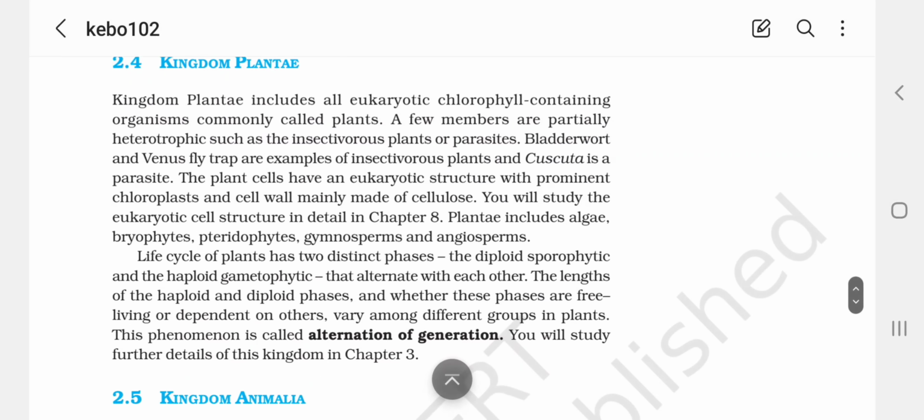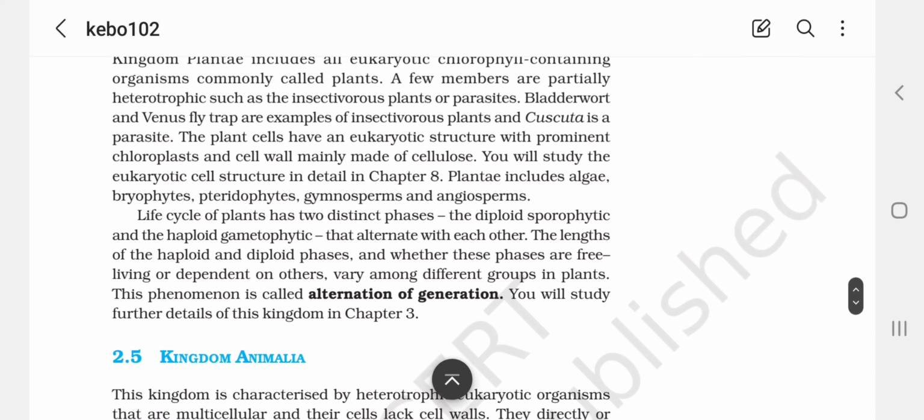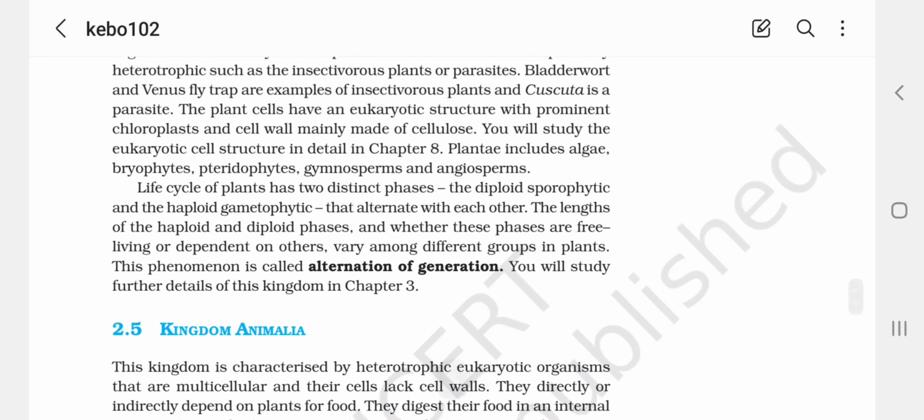Plantae includes algae, bryophytes, pteridophytes, gymnosperms, and angiosperms. Life cycle of plants has two distinct phases, the diploid sporophytic and the haploid gametophytic, that alternate with each other. The length of the haploid and diploid phases and whether these phases are free living or dependent on others vary among different groups in plants. This phenomenon is called alternation of generation. You will study further details of this kingdom in chapter 3.